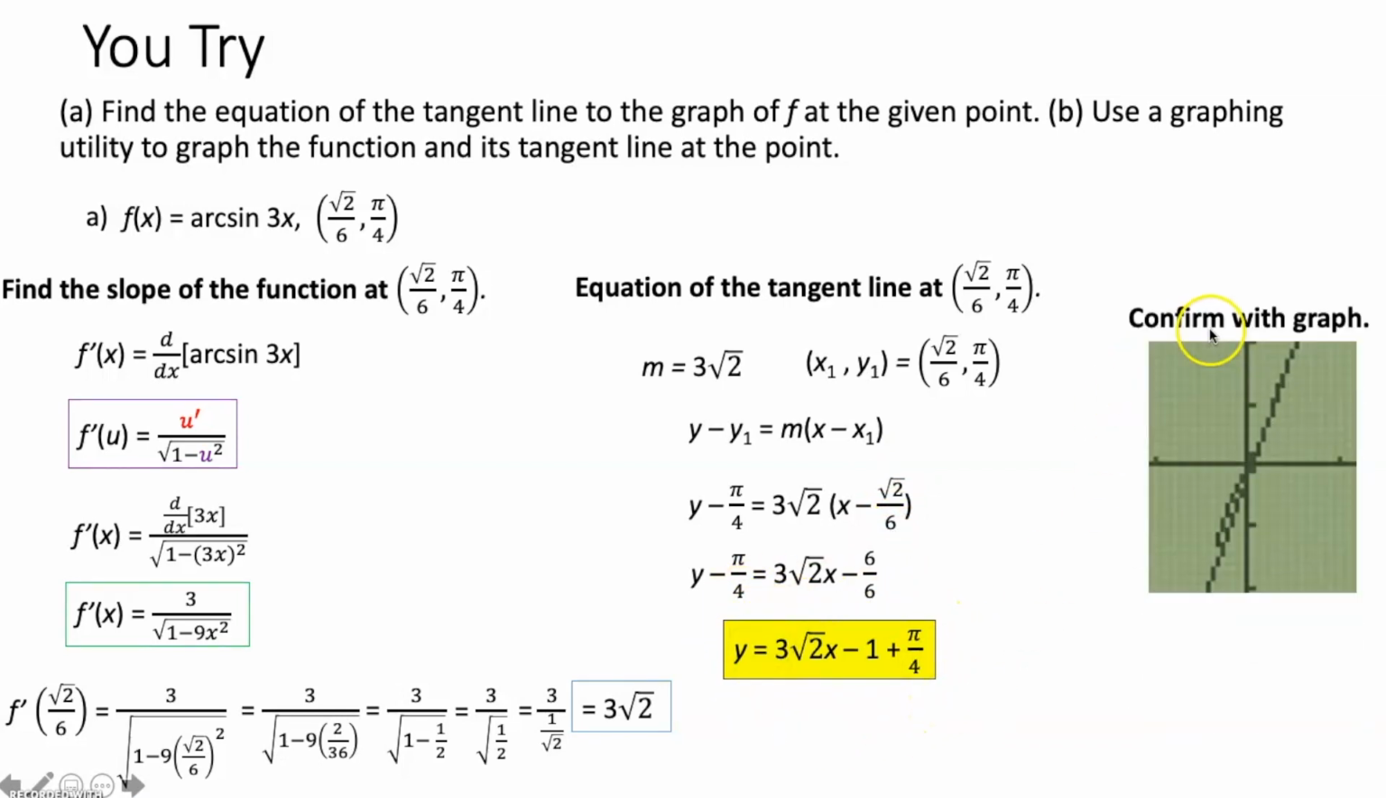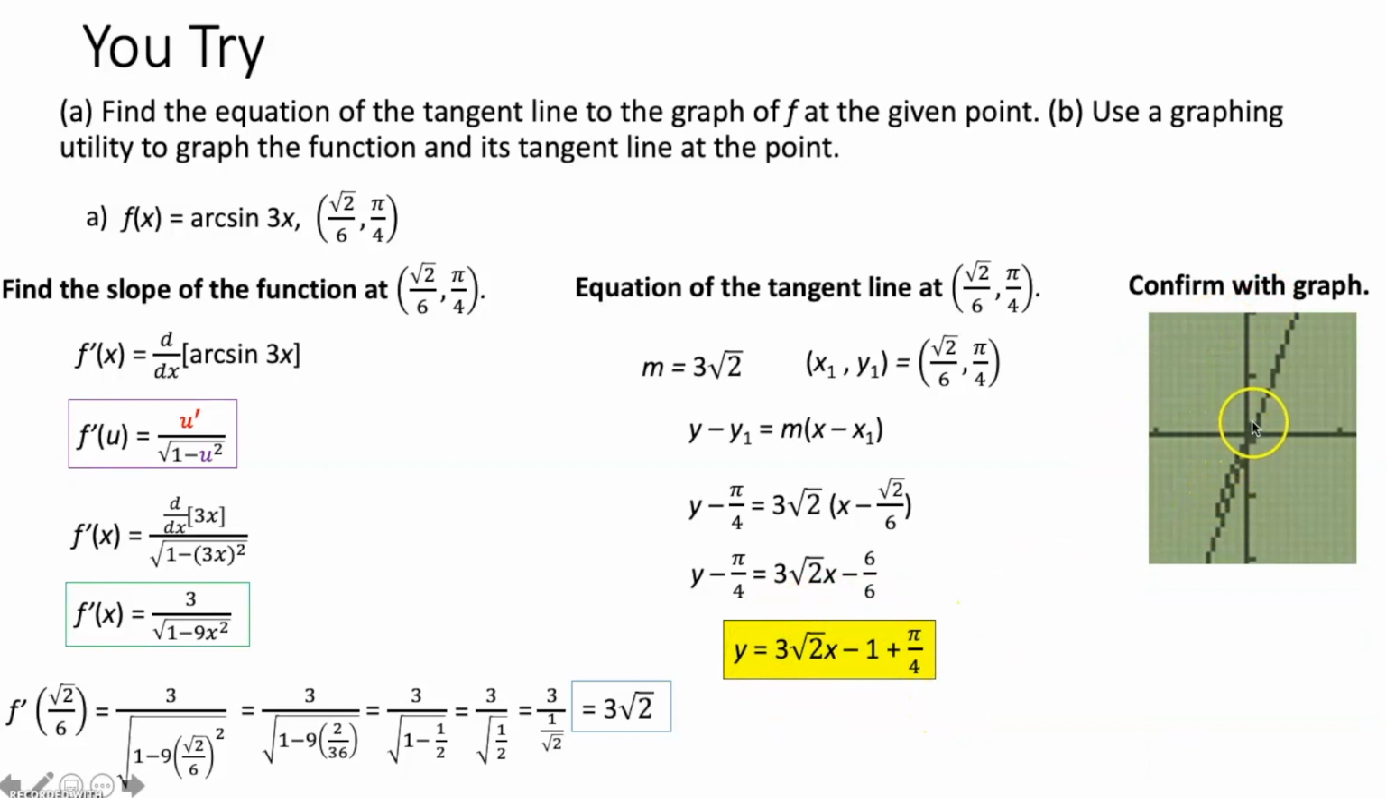You can confirm this with your graphing calculator. You can see this curve in here. It's really hard to see, but we do have a curve and we do have our tangent line, and they do meet up at rad 2 over 6.